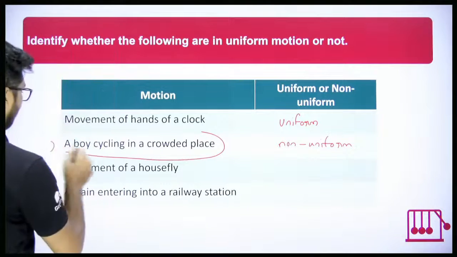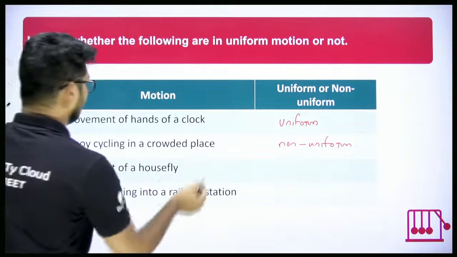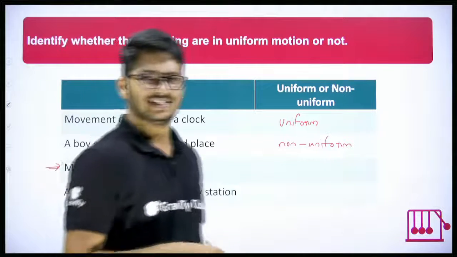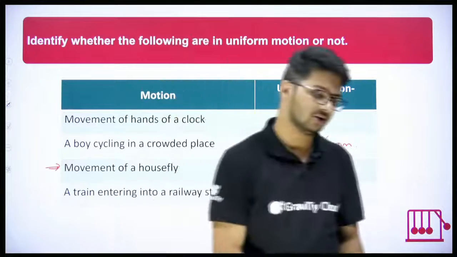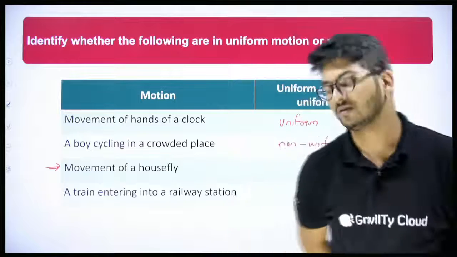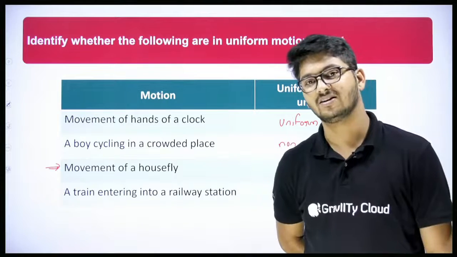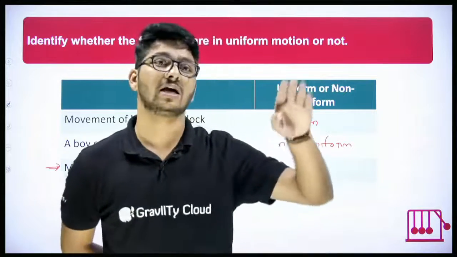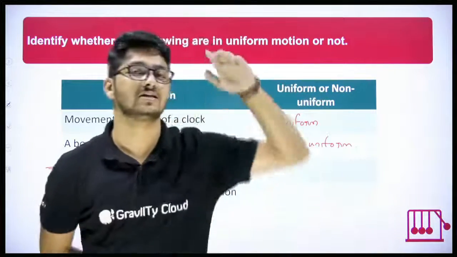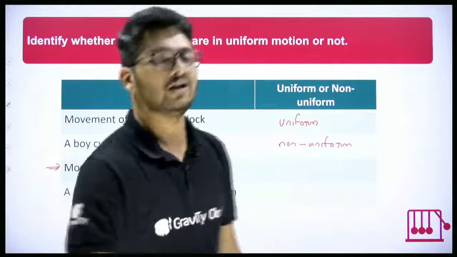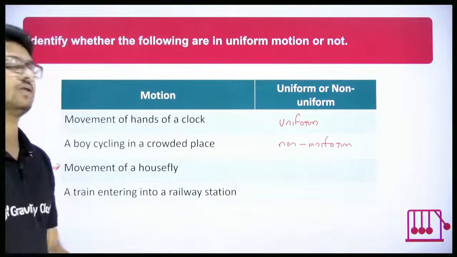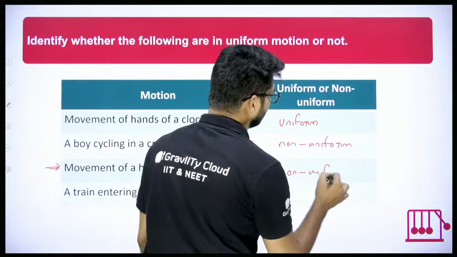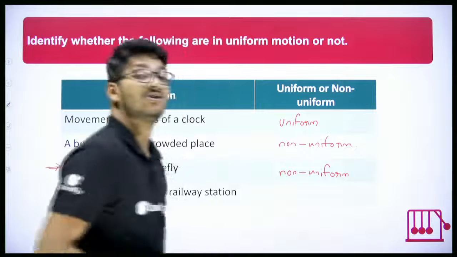Good? Okay. Then, if we look at the movement of a housefly, is its speed constant or not constant? What do you think? It is completely random. It goes slow for some time, then increases speed, then slows, then increases, then slows. So the movement of a housefly is not with constant speed. Its speed continuously changes. So it is again non-uniform.